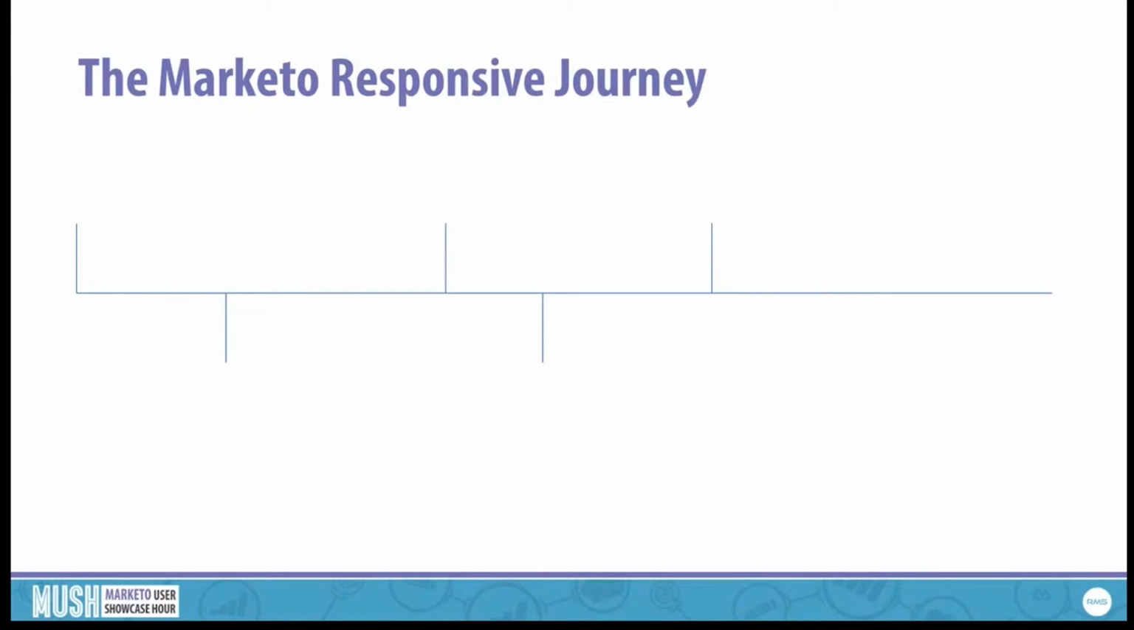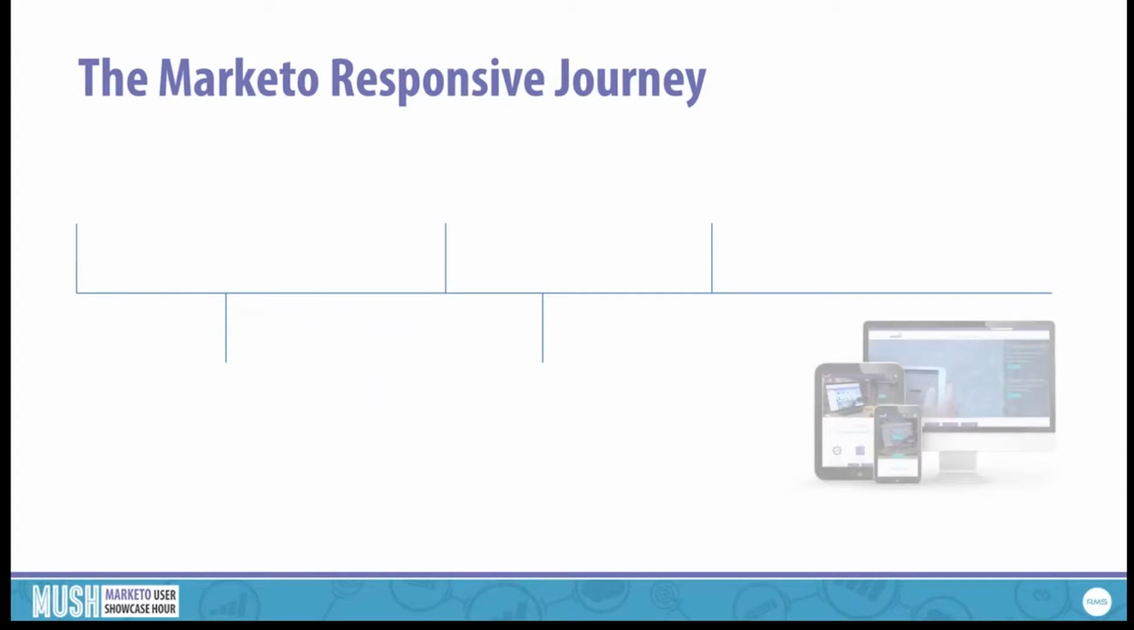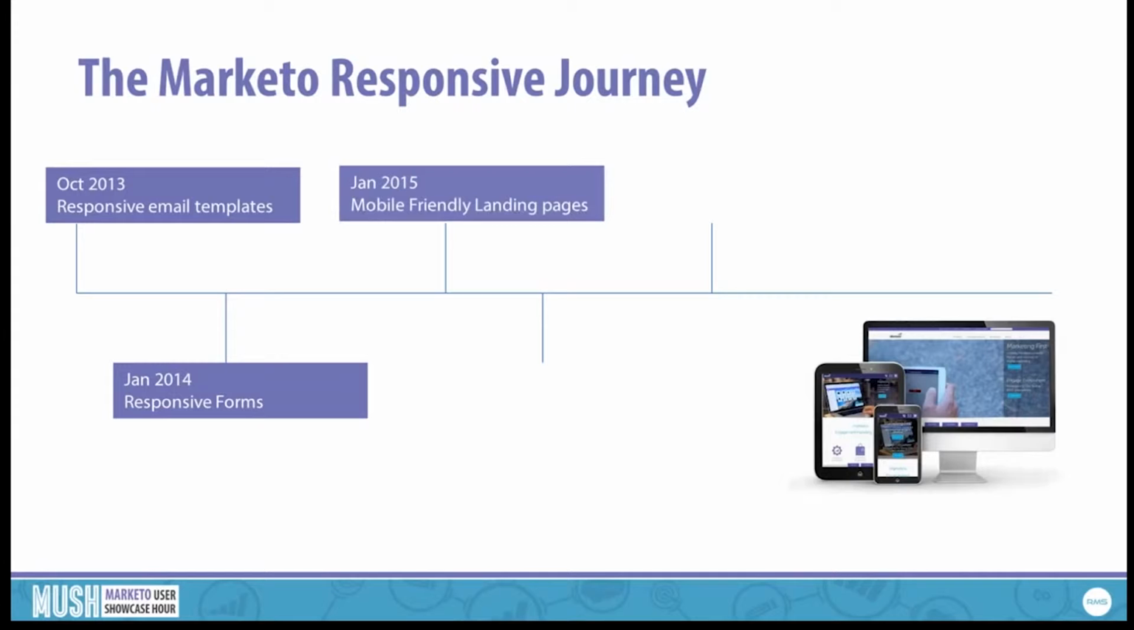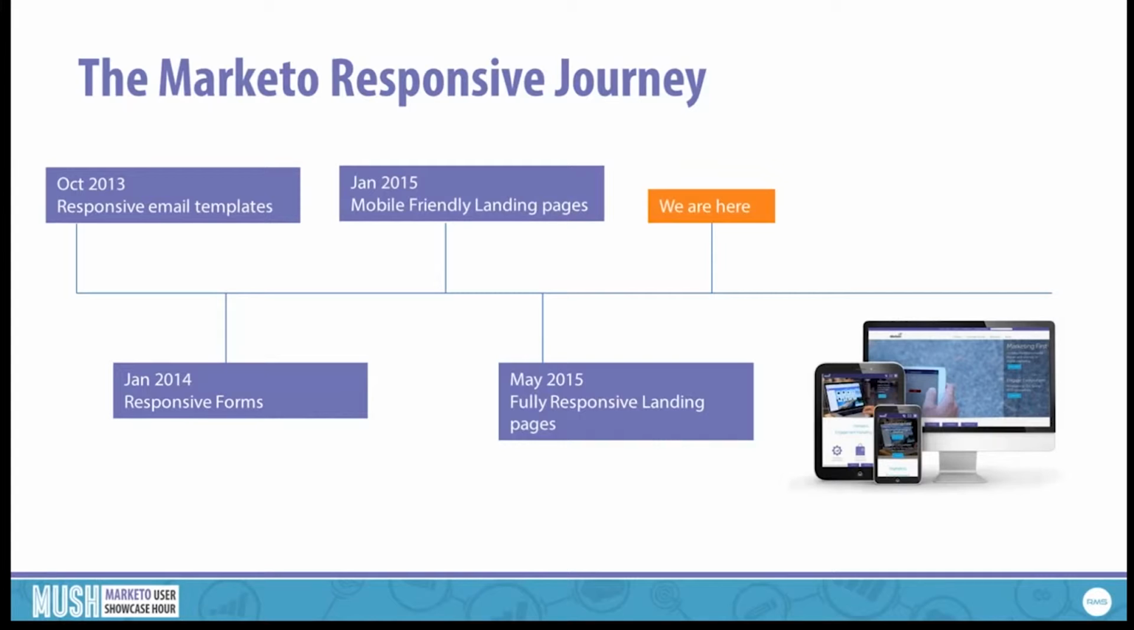So let's go through the Marketo responsive journey so far. In October 2013, they released the responsive email templates. In January 2014, with Forms 2.0, they released the responsive forms. In January 2015, earlier this year, they released the mobile-friendly landing pages, so with adaptive layouts. And most recently, in May, they released the guided templates, which allow you to build fully responsive landing pages. And this is where we are now.